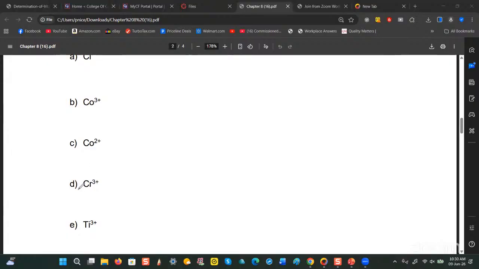24. Now, the electron configuration of chromium is 1s2, 2s2, 2p6, 3s2, 3p6, 4s1, 3d5, right? Remember, chromium is one of those where the half-filled d sublevel is more stable than 3d4. Now, for chromium 3+, how would you get that from this? How would you go from the chromium atom configuration shown here to chromium 3+?